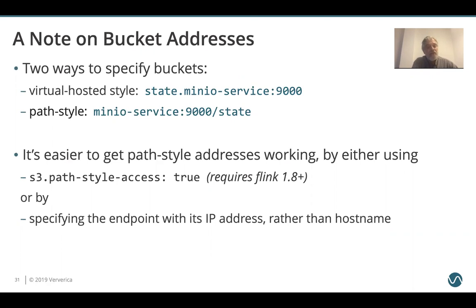There is a configuration parameter called s3.path.style.access that you can set to true, but only if you're running Flink 1.8 or newer, meaning it's only just about there, since Flink 1.8 hasn't quite been released yet. So this example is running on Flink 1.8 release candidate 2. The other option would be to specify the endpoint with its IP address rather than a host name, because if you haven't provided a host name, then it's unable to prepend the bucket name to the host name. So you can force it to do path style addressing in that way if you'd rather.